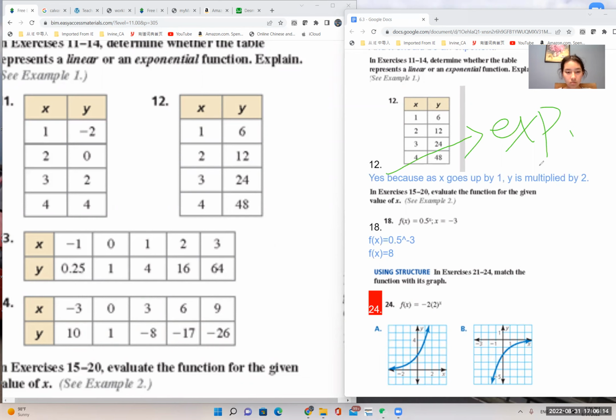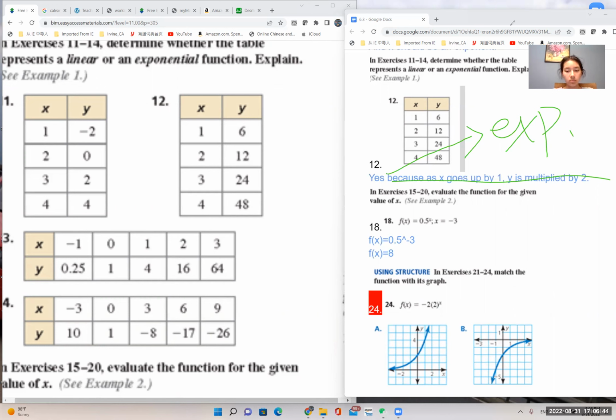Because as x goes up by 1, y is multiplied by 2. Yeah. Or basically it means for a fixed difference of x, there is a common ratio for y, right? For example, here the common ratio is 2.